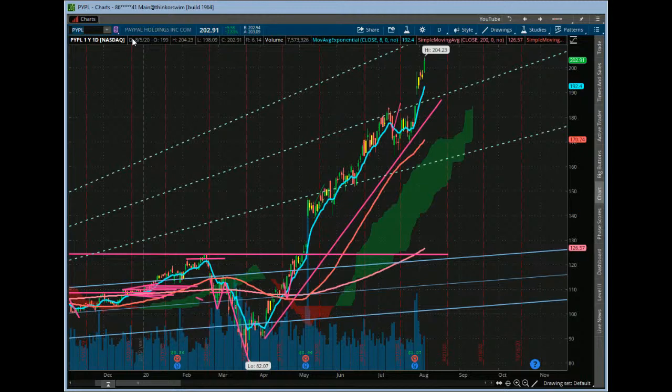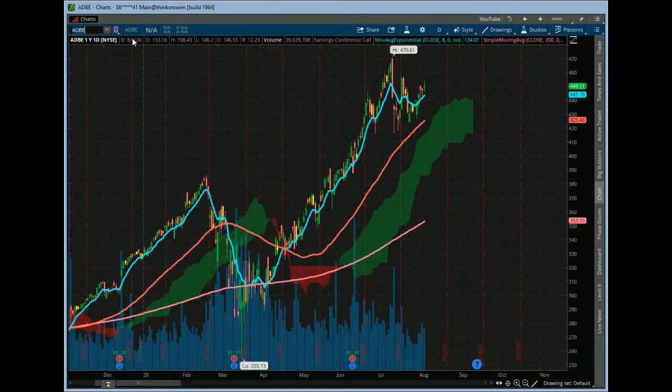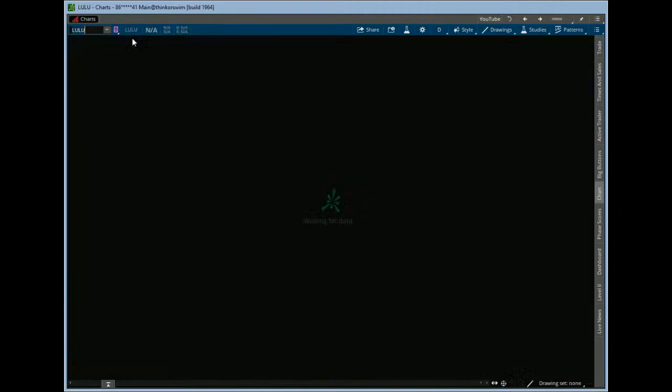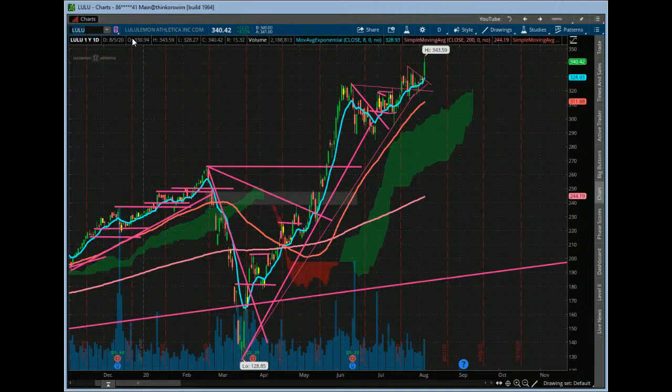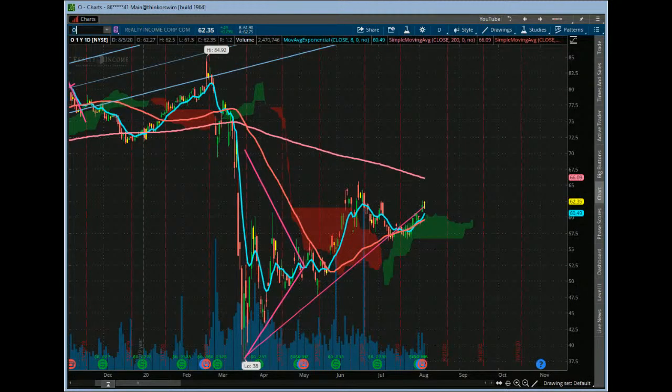PayPal with an inside day up, fresh all-time highs on that one. This has just been an epic hold for a while. Square again, we're going to keep an eye on tomorrow, see if they get any more downside follow-through on that one. Adobe with the pause day today, so we'll see how that one goes. Lululemon, there it goes. It broke out of that range. Inside day yesterday, and then a nice little triangle breakout. Beautiful move on Lulu. It likes to do it sometimes. And then Overstock, inside day there.